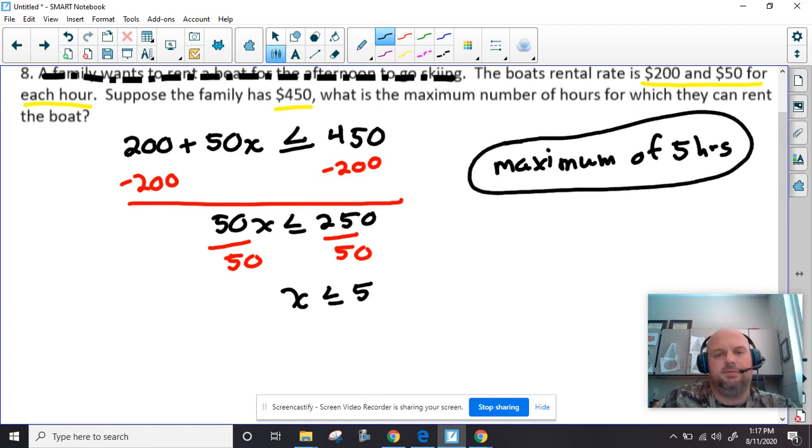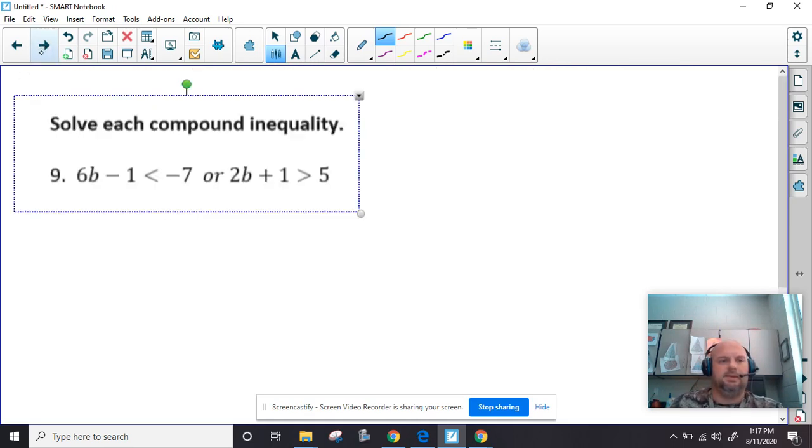So the reason that we have stuff like this is because on the ACT, this has shown up, and then your answers look nothing like this right here. It always looks like this. So that's what we want you to pay attention to.